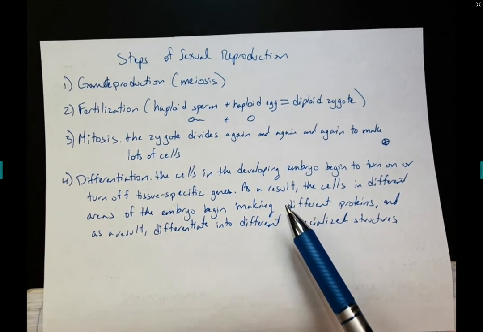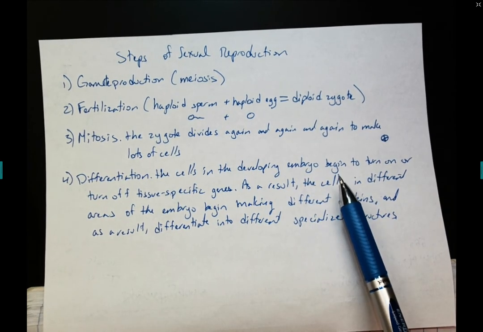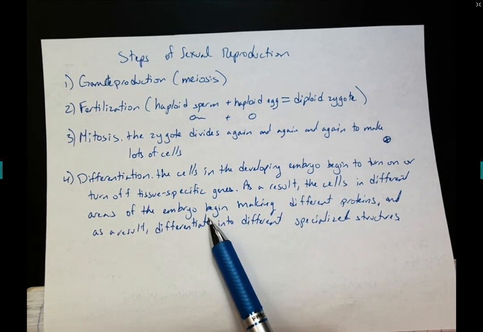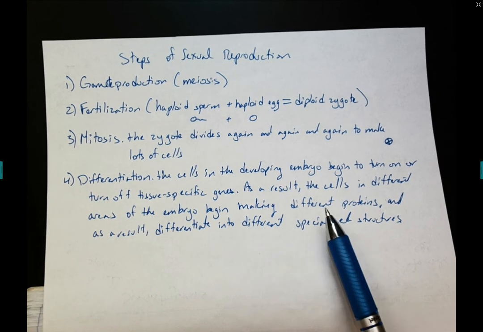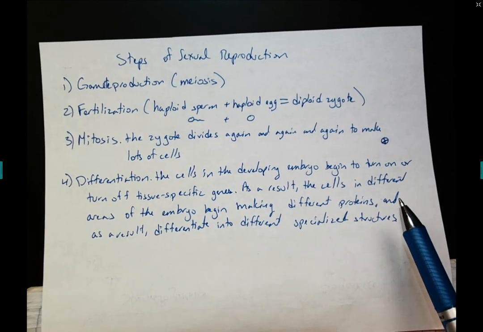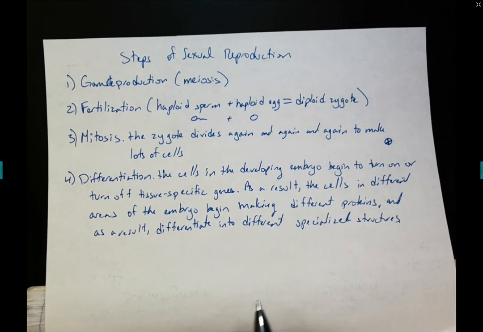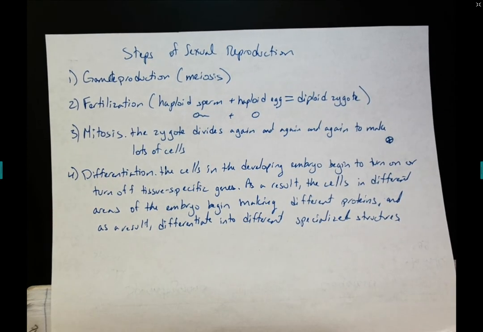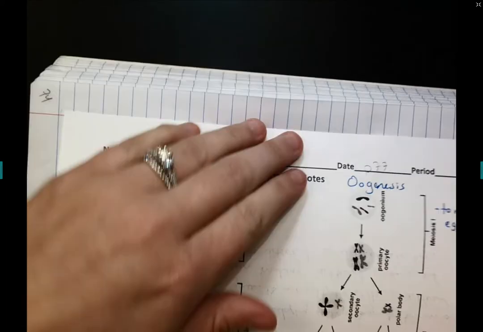So some of the cells in the embryo, as it's going through mitosis, as it's dividing again and again, some of those cells will turn on genes in order to become skin and to form our organs. And then other cells will turn on certain genes in order to make our nerves and our spinal cord and our brain. So all of these cells that are going through mitosis and dividing and growing bigger and bigger, they are turning on and off these genes in order to create all of these different specialized structures that we need and have as humans. So pretty cool. So that's it for our notes here on fertilization, sexual reproduction.